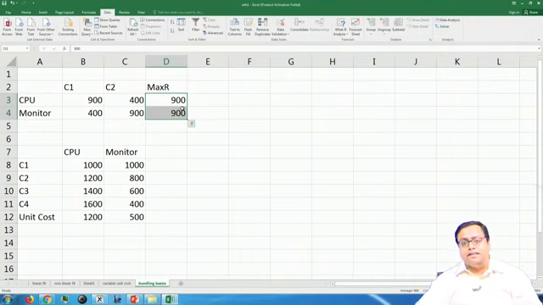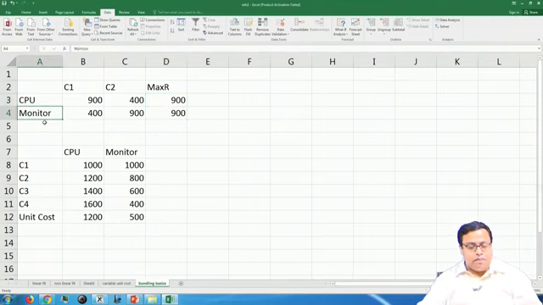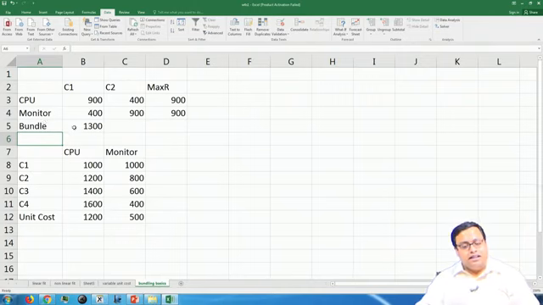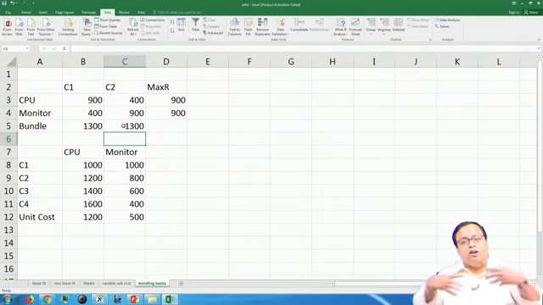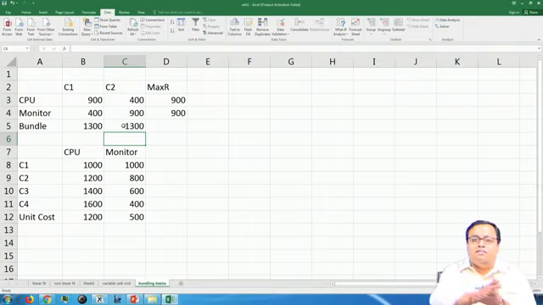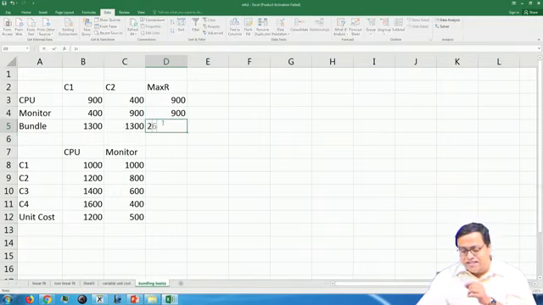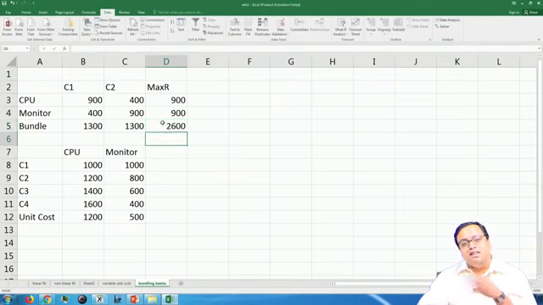What if I sell it as a bundle? If I sell it as a bundle, this guy will buy both if the overall offering is up to $1,300. This guy will also do the same thing if the overall offering is $1,300. If I give them both together at $1,300, they will buy the whole bundle, because that is their collective willingness to pay. So, if I sell it at $1,300, the maximum revenue that I generate is 1,300 plus 1,300, $2,600.